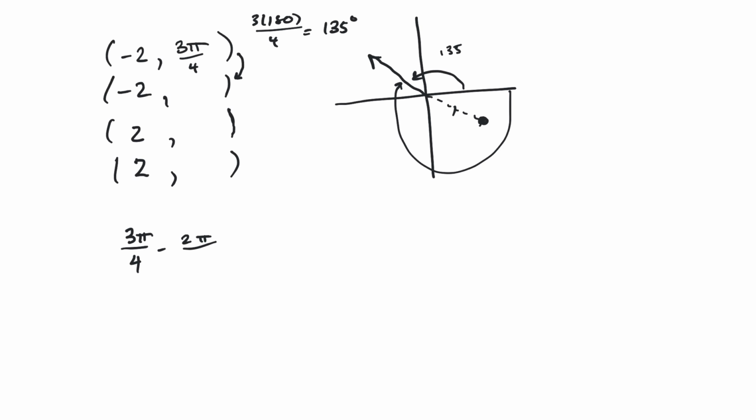However, I have fourths, right? So I'm going to multiply the bottom by 4 and the top by 4, and we're going to get 8 pi over 4 as a common denominator, right? So 3 minus 8 is negative 5 pi over 4. So that is my next angle, negative 5 pi over 4.